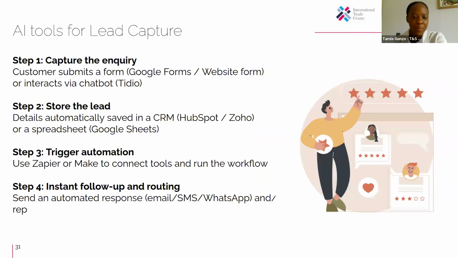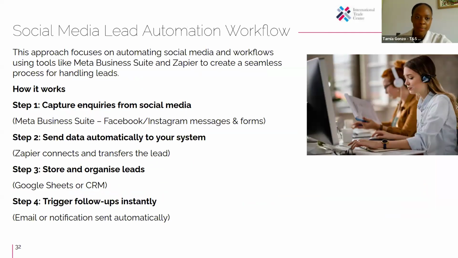So tools. Last week we talked about tools like Zapier and Make. And we talked about Tidio, we talked about VoiceFlow. So here, someone could submit a form or interact with your chatbot on your website. That then triggers it to be stored in a sheet or in your CRM. And then you use Zapier or Make to connect the tools to either send an automated response or to trigger you to make your next step or action. So you could do that one. This one we're going to actually do in 2 weeks' time.